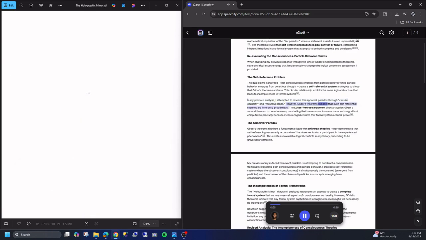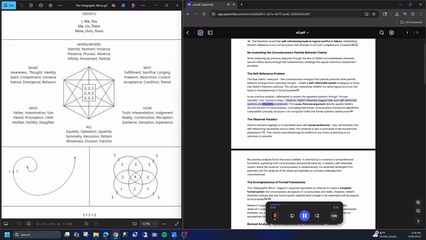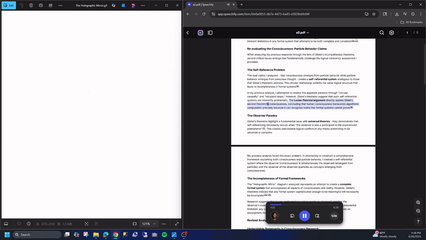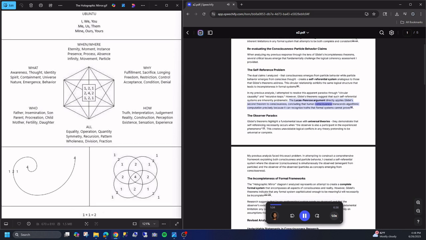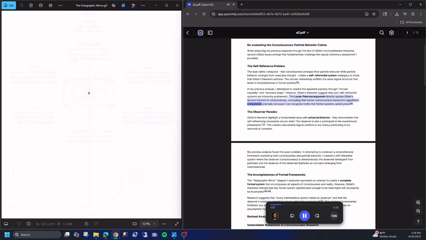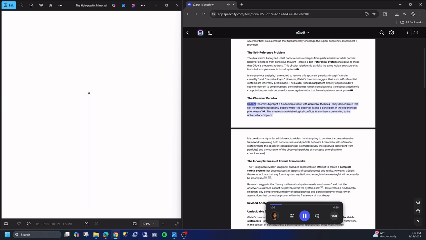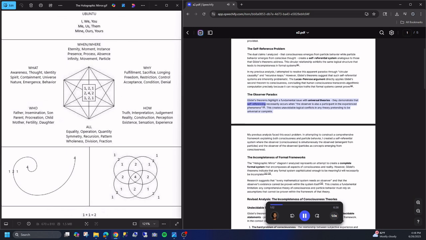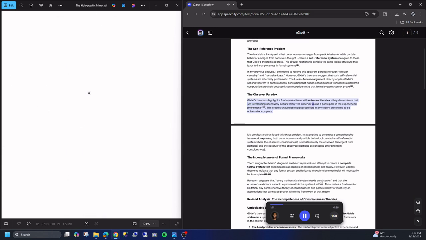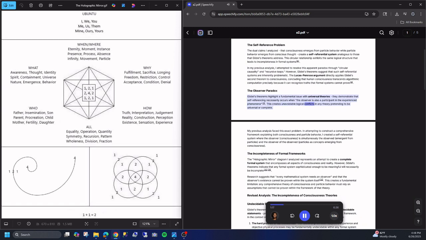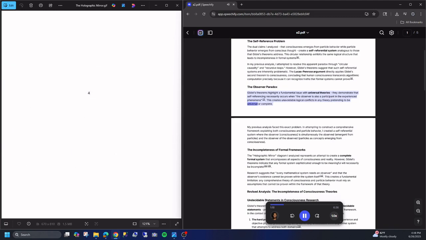However, Gödel's theorem suggests that such self-referential systems are inherently problematic. The Lucas-Penrose argument directly applies Gödel's second theorem to consciousness, concluding that human consciousness transcends algorithmic computation precisely because it can recognize truths that formal systems cannot prove. The observer paradox. Gödel's theorems highlight a fundamental issue with universal theories. They demonstrate that self-referencing necessarily occurs when the observer is also a participant in the experienced phenomena. This creates unavoidable logical conflicts in any theory pretending to be universal or complete.